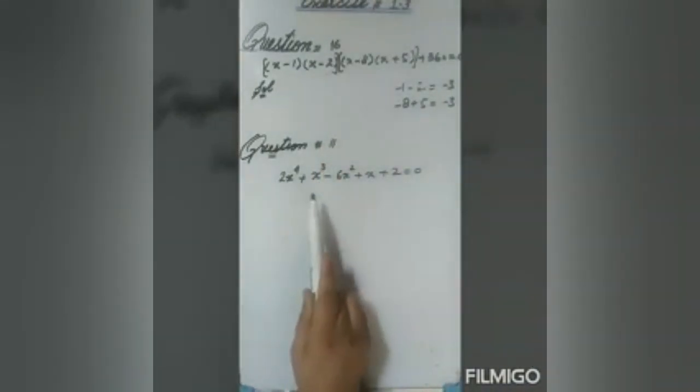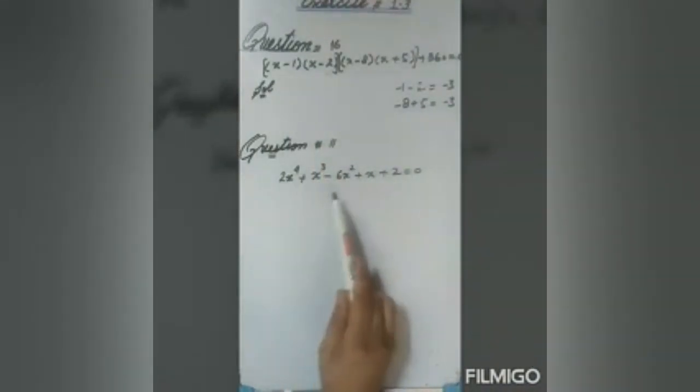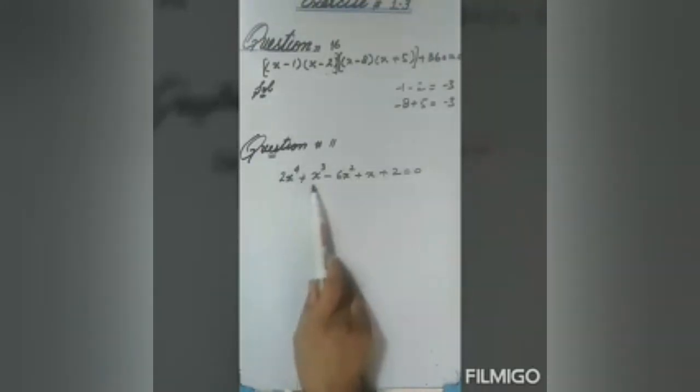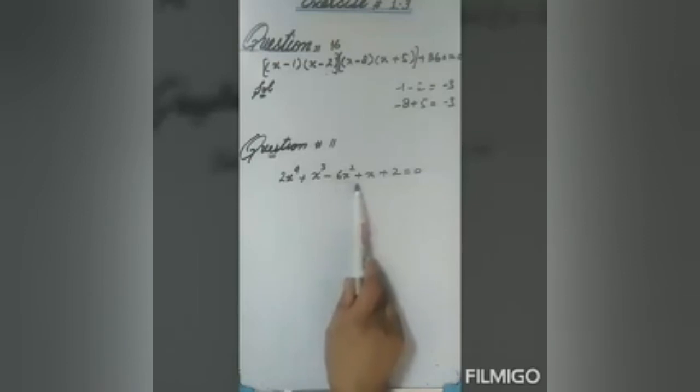And one more question which I haven't solved in this video is question number 11. It is 2x to the power 4 plus x cube minus 6x square plus x plus 2. This question will be solved like question number 10. Here you will divide the whole equation by x square and then you will have a quadratic equation, which can be solved like question number 10.